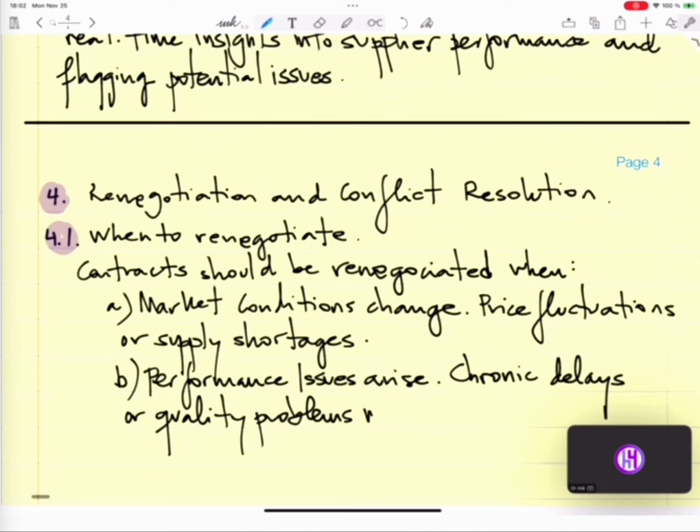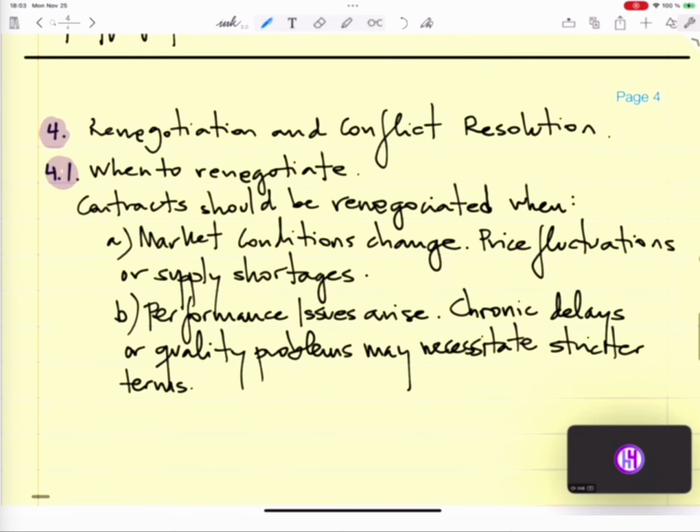Arise may necessitate stricter terms. Okay, and it's your role as a supplier management to be the bad guy and call it a day, okay?